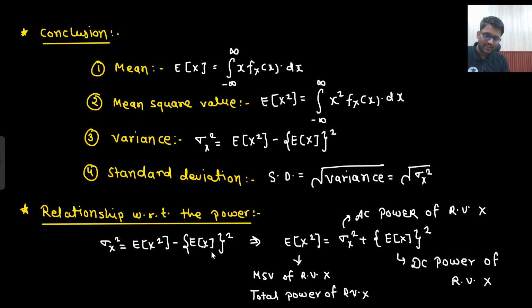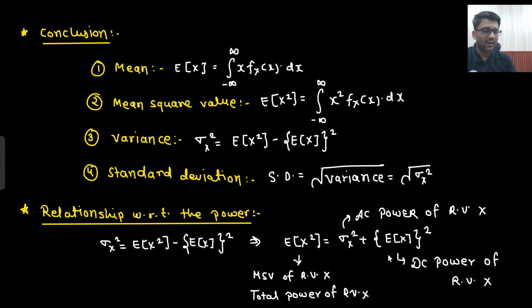From there you would see that if I add both of them, I will get expectation of x square. So expectation of x square is known as the mean square value of random variable x. That means it shows the total power of random variable x. And sigma is the AC power and E[x] whole square is the DC power. Not tough to remember. If you just remember that this is the DC power, then by default the other will be the AC power. So DC power plus AC power will be the total power. So any one of these you need to remember.